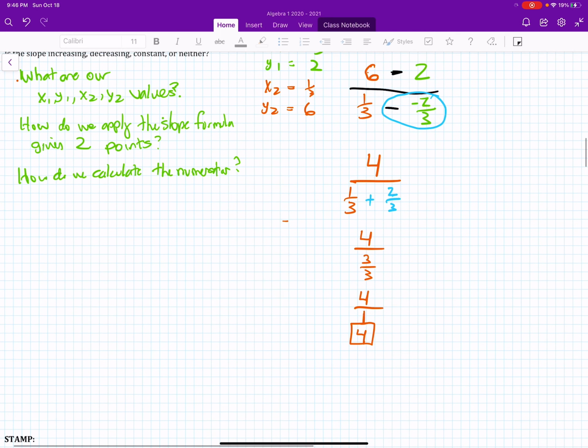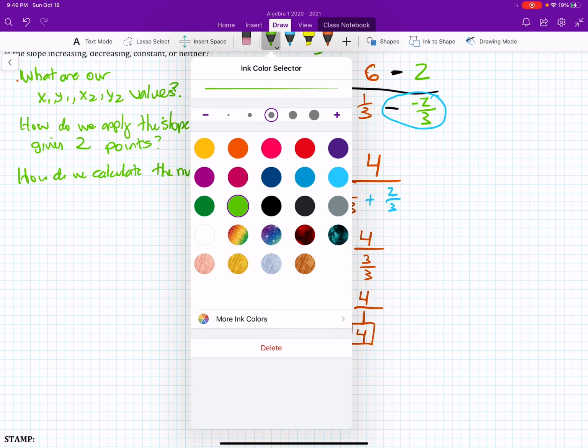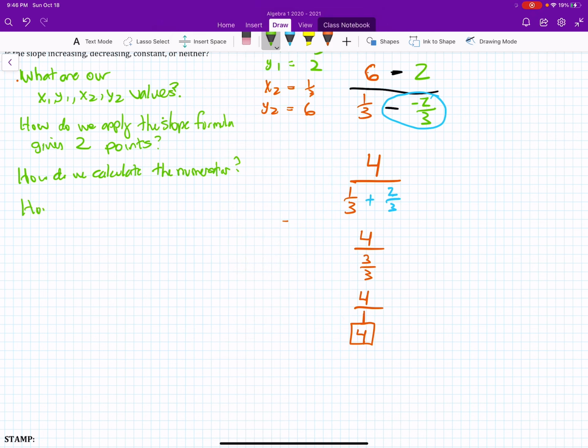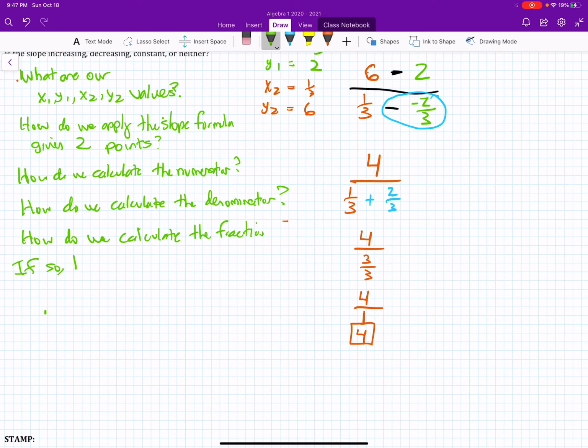And there we go. So the other questions we ask ourselves are: how do we calculate the numerator, then how do we calculate the denominator, and then how do we calculate the fraction, and how do we solve, or simplify rather, the fraction? In which case we got 4.